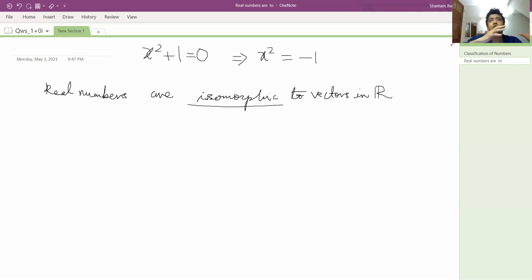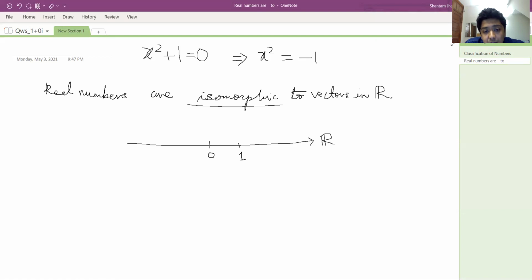I can think about real numbers as what I've always been thinking about, just numbers, but I can also represent them as vectors in R. In other words, let me represent the line of real numbers. This is where all the numbers live, increases this way. This is R. And let me locate 0 here. And if I were to represent the number 1, I use this fact that the real number 1 is isomorphic to a vector in R.